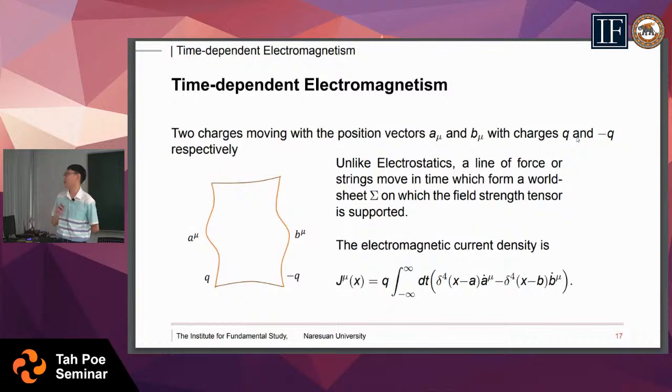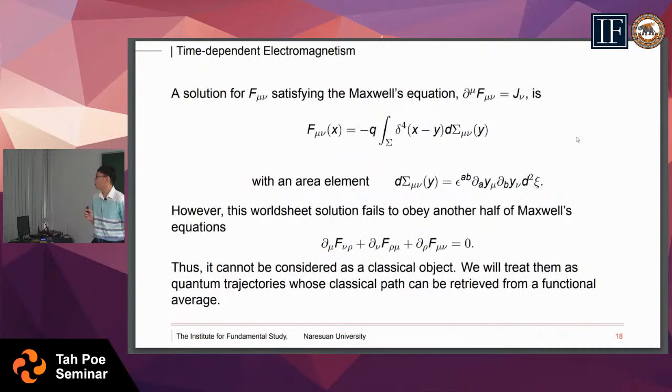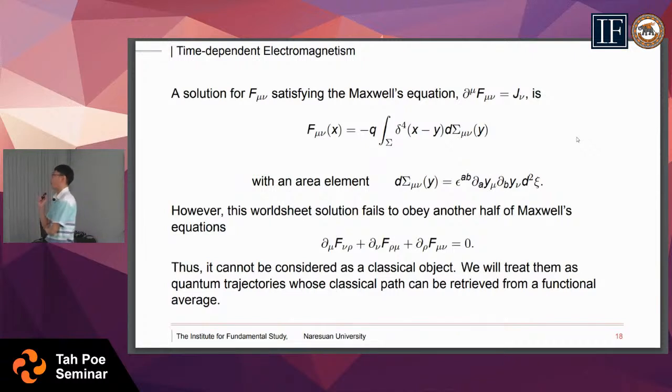Okay, and in this scenario, the electromagnetic current density J can be written in this form, where A and B are basically the position vectors of the charge Q and minus Q respectively. So we have J like this. And in this scenario, I'm going to find the solution for the field strength tensor F mu nu that satisfies the Maxwell equation.